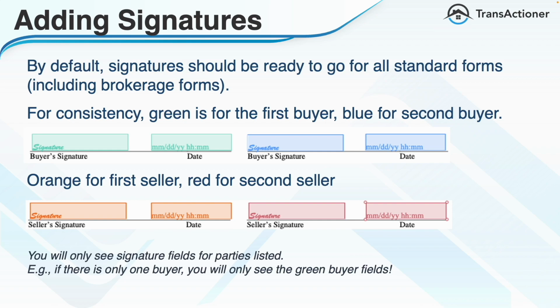Remember, you'll only see signature fields for the parties listed. So if you only have one buyer, you're only going to see the green buyer fields. You won't see blue ones because there is no second buyer. And you also won't see signature fields for the other agent's clients.